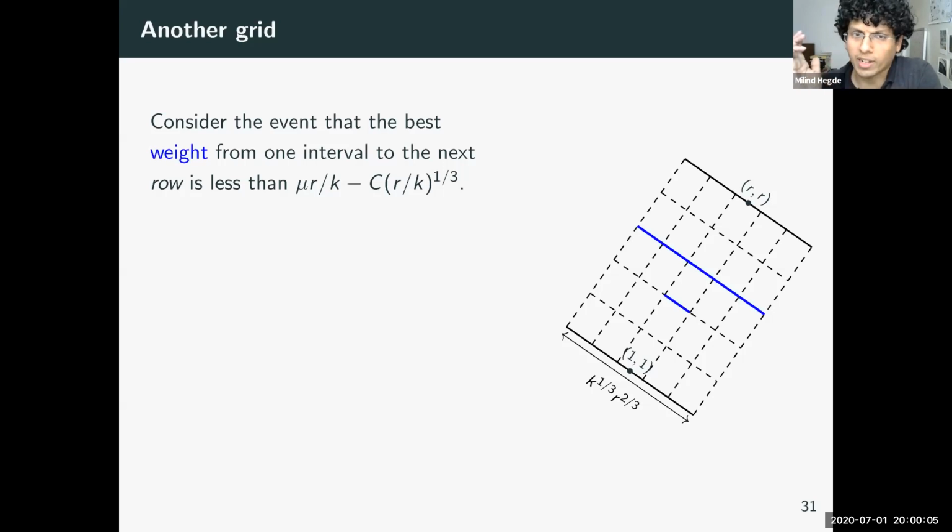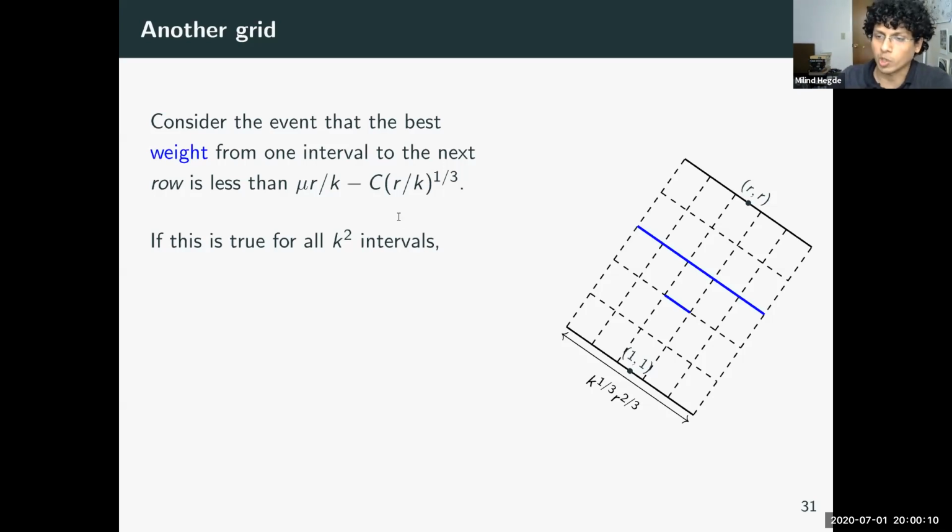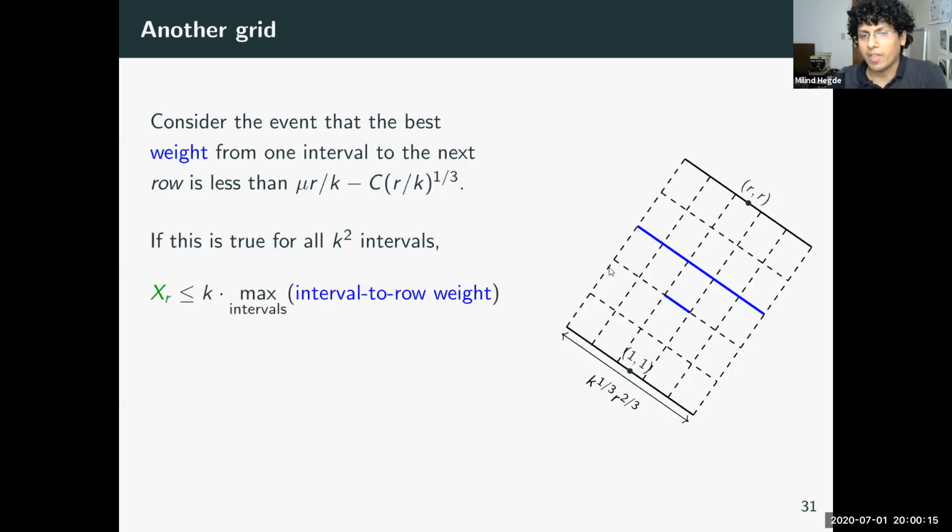Okay, so if you knew that, and you knew it for every interval in the grid, so for each interval, the weight from that interval to the next row is small, then you would know that X_r is less than or equal to k times the maximum of these interval to row weights. And the reason is, X_r is the weight of the geodesic. So it has to pass through exactly k of the intervals, pass through one interval per row, and there are k rows. And therefore its weight is less than the sum of those interval to row weights. Right? It's similar to superadditivity from before.